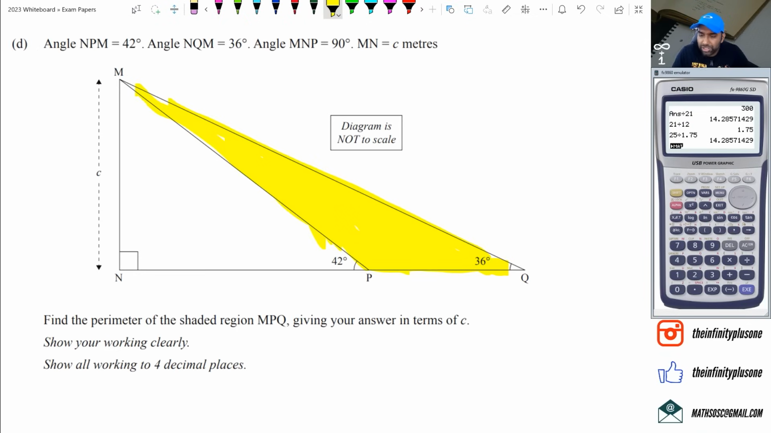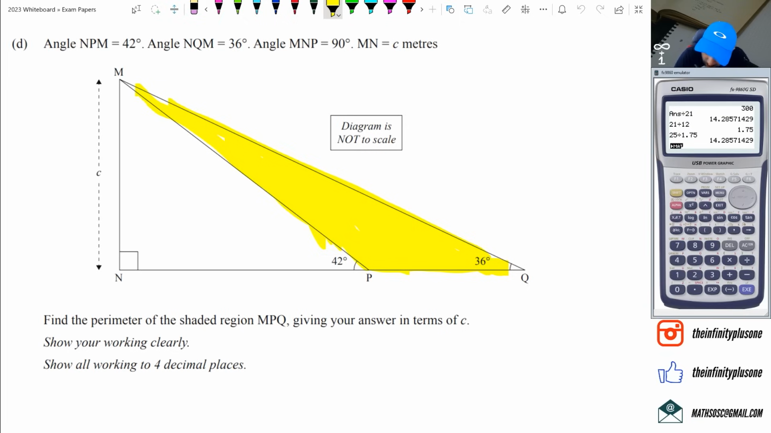Sorry guys, I don't know why the shading part of it didn't show up, but the perimeter of this shape is what we're trying to find, which is MPQ. And we are giving our answers in terms of C. Well, that's a bit annoying, but that's fine. We can try and work it out. Do we have anything else? No, we don't have anything else apart from the angles.